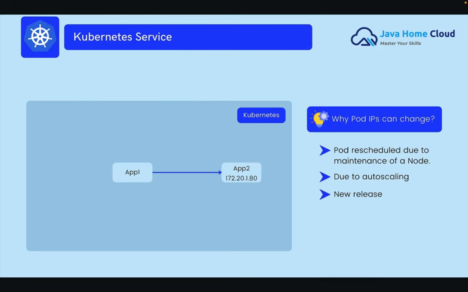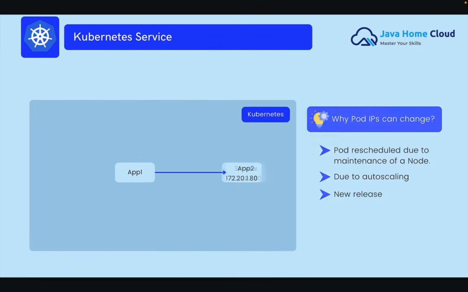Number 3, very common, when we do a new release. Let's say currently we are running version 001 of app 2. We prepared release 002. When we roll out this new feature using deployments, old pods get terminated and replaced with new pods which contain the new features. These are the reasons why the IP address of a pod can change. So that's the reason app 1 in this case cannot directly talk to app 2 using its IP, which is going to change very often.